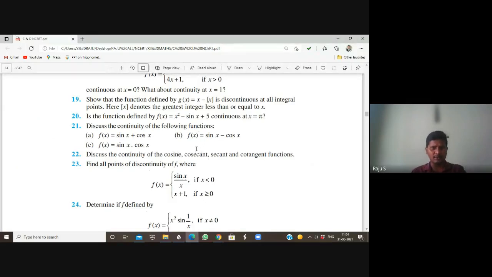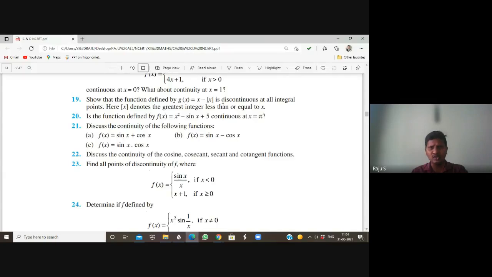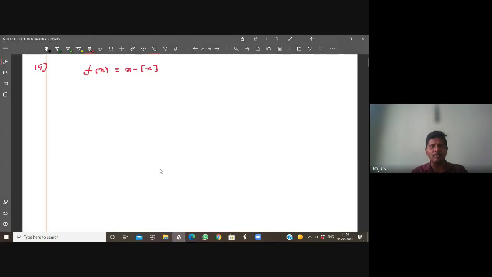B1, B2, and C section separately I posted, right? Okay, 19th question. Already we discussed. Once again, I'm going to explain it. So the given function is f of x is equal to x minus greatest integer function, right? So we have to prove that the given function is discontinuous at all integral points. So we have to prove that at every integer it is discontinuous.